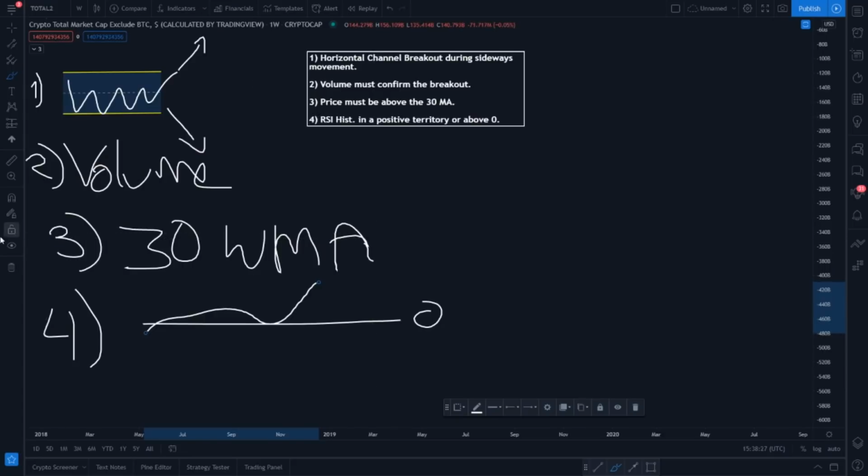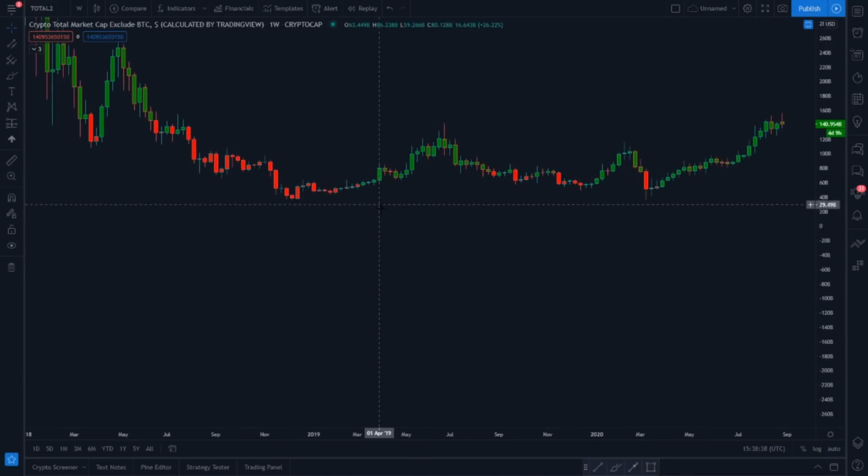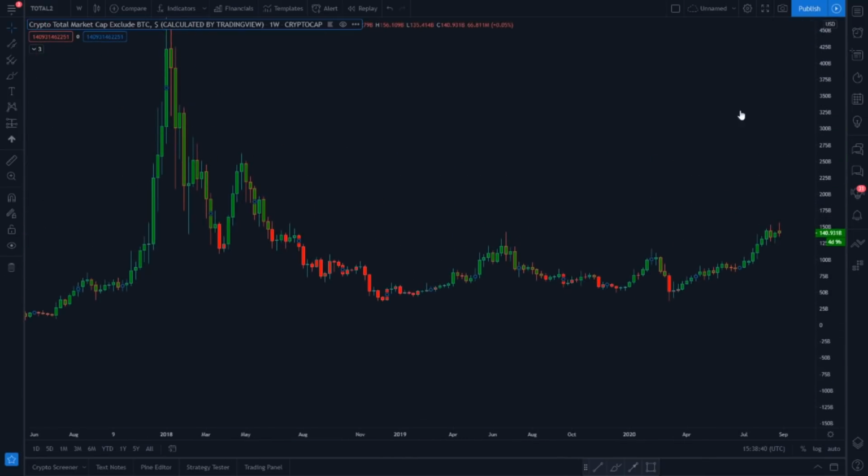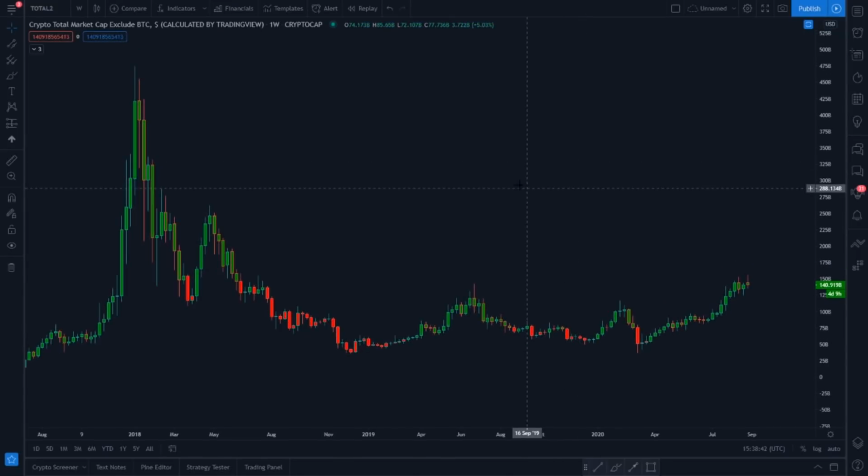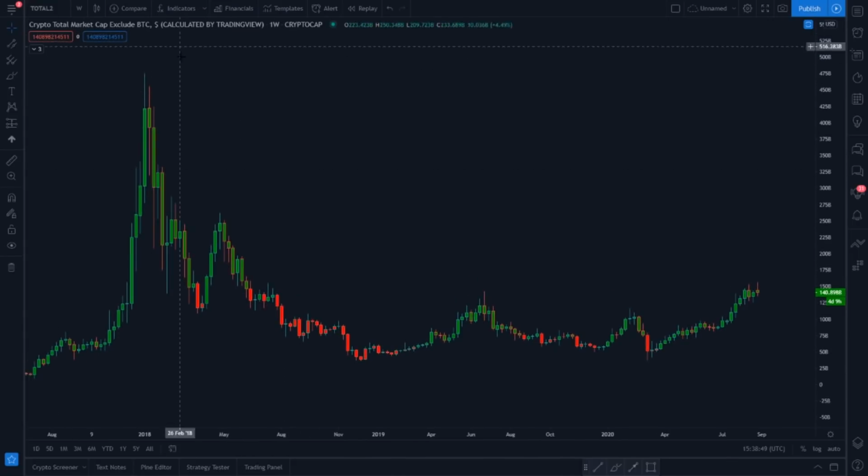So these are the criteria we are looking at this moment, guys. If we find all of this, that will give us an indication we can potentially see a breakout. For that, I have included the total market cap. This is the crypto total market cap excluding Bitcoin, so these are the alts market cap.